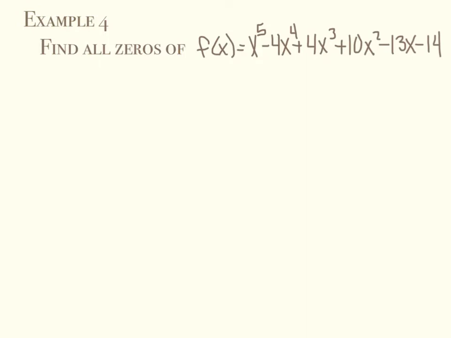All right, now, this example says find all the zeros. That means all of them. When it says all, the key word is going to be what they're talking about. And this one says all. That means all repeats, all imaginaries, all reals, all zeros of f of x equals x to the fifth minus 4x to the fourth plus 4x cubed plus 10x squared minus 13x minus 14. So it's already in standard form, and we can see that it's fifth degree. So that means we're looking for 5 total zeros.